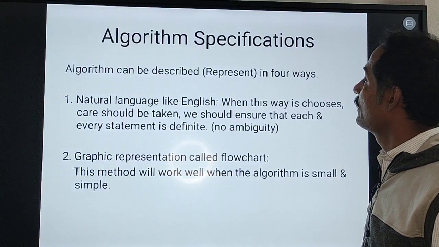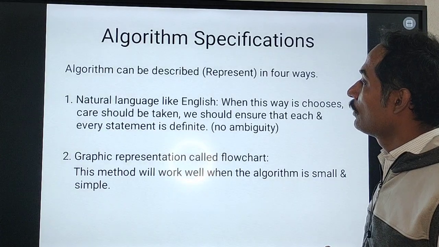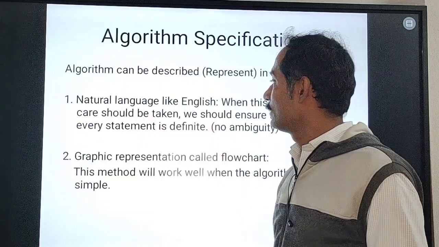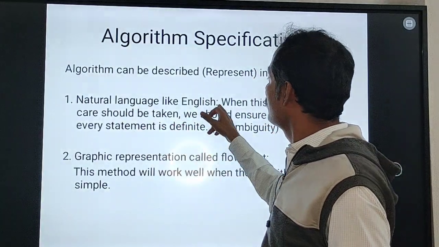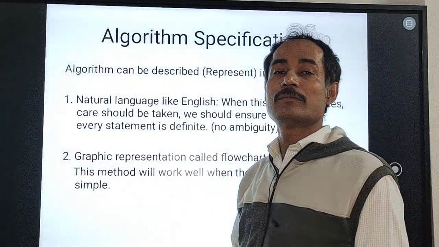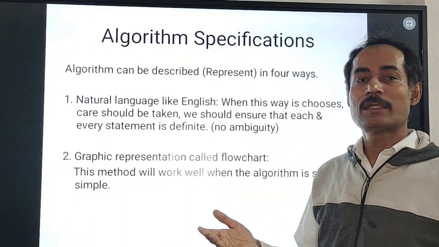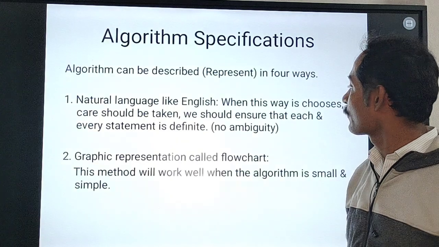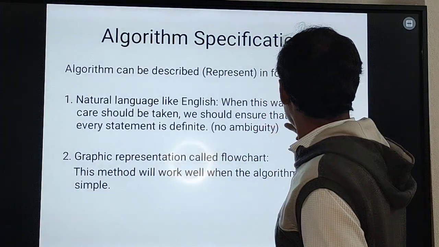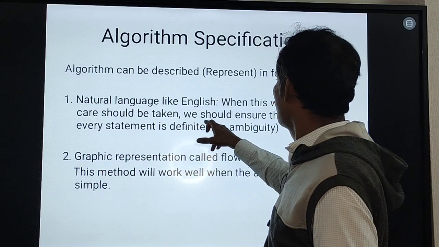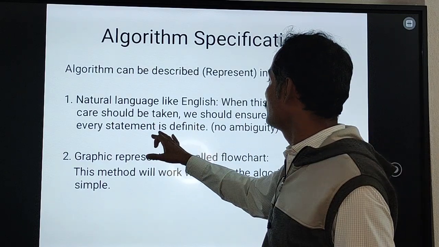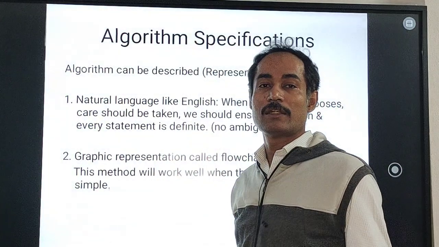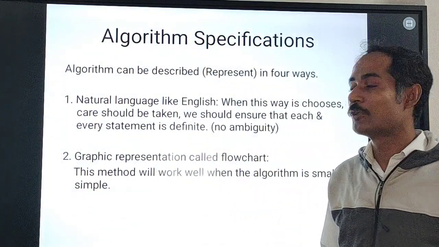And here are some specifications of the algorithm, and I think all these points we have already mentioned. That is the natural language or English-like language. An algorithm is written either in any natural language or in English-like language, which is preferably known as high level language. And when this way is chosen, care should be taken. We should ensure that each and every statement is definite, that is, no ambiguity should be there. The logic should be clear and understood by any common person.